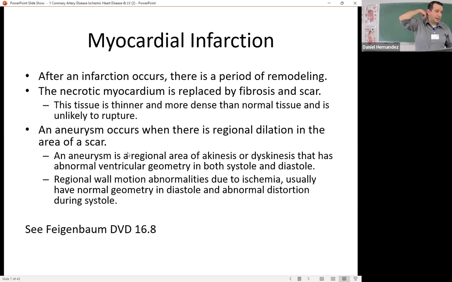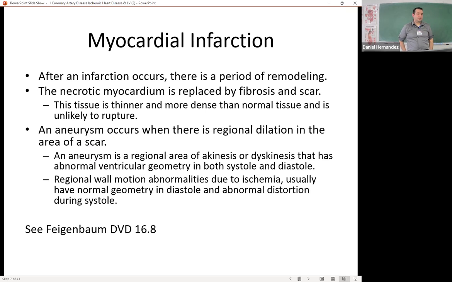We can potentially wind up with areas that are aneurysmal. This occurs in areas that have regional dilatation in the area of the scar. We get a stretching and thinning of that scar tissue, which leads to an area that's aneurysmal. In areas that are aneurysmal, there's a region of akinesis or even dyskinesis. So that wall may actually go in the opposite direction during ventricular systole. Instead of coming in, that wall motion is actually bulging out. And this leads to abnormal ventricular geometry in both systole and diastole.